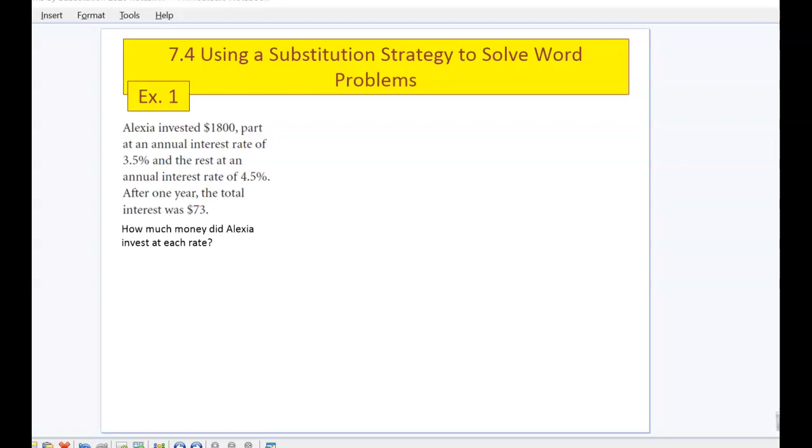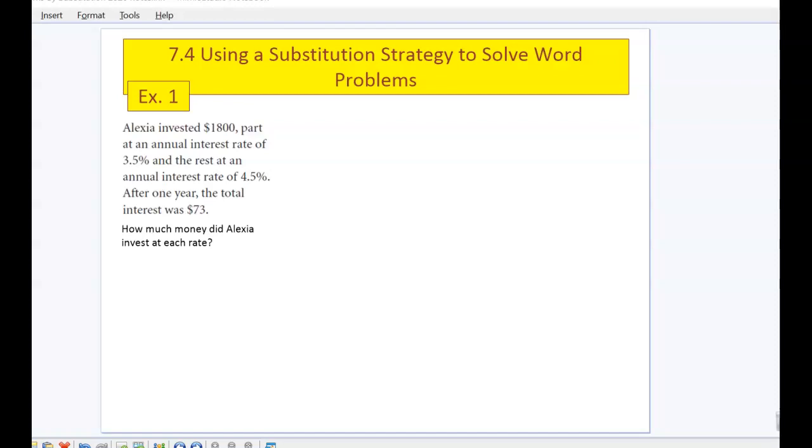In the second part of section 7.4, we're going to use the substitution strategy to solve systems that are based on word problems. So in this example, Alexia invested $1,800, part at an annual interest rate of 3.5% and another part at an annual interest rate of 4.5%. After 1 year, the total interest was $73, and the question is asking how much did Alexia invest at each rate?